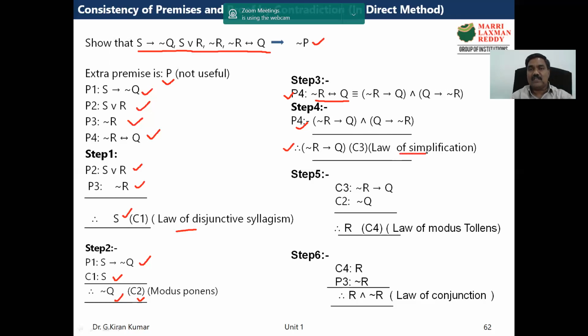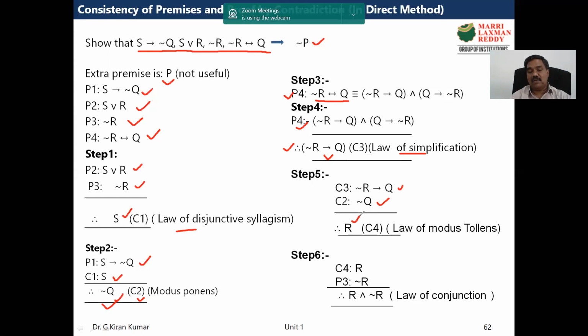So please recollect what the law of simplification is. If P and Q is valid, obviously I can argue P is valid. Of course, I can argue Q is also valid, but in this case I just want P. So we are arguing negation of R implies Q, by the law of simplification. Then in step 5, I have taken negation of R implies Q and negation of Q. Negation of Q is C2; in step 2, we got negation of Q. So as per the law of modus tollens, I can argue R.